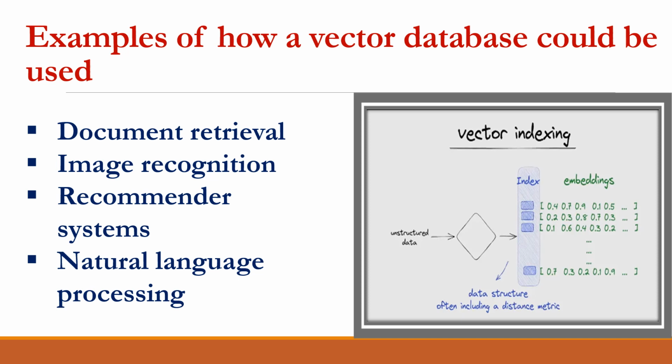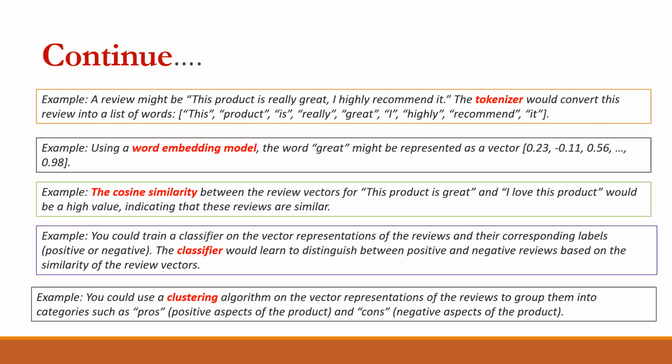So a vector database works by representing data as vectors, which are mathematical representations of information. These vectors can be used to perform various operations such as similarity calculation, classification and clustering. Let's take an example to understand how a vector database works. Imagine you have a collection of customer reviews about a product. Each review is a string of text that describes a person's opinion about the product. To process these reviews and extract meaningful insight, you can use a vector database, which involves the following steps.